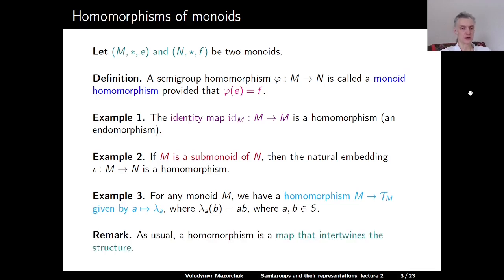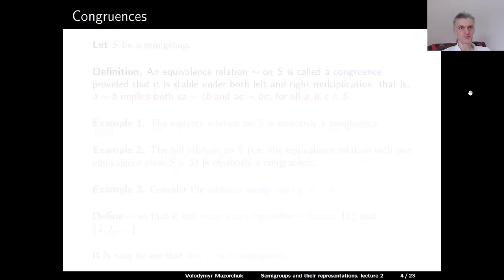And the general remark about homomorphisms: as usual, a homomorphism is a map between two algebraic structures which intertwines the structure. So for semigroups, the only structure is the operation, so a homomorphism should send the operation on the first semigroup to the operation on the second semigroup. For monoids, we have the structure which consists of two parts, the operation and the identity. So a monoid homomorphism should send the operation to the operation and the identity to the identity.